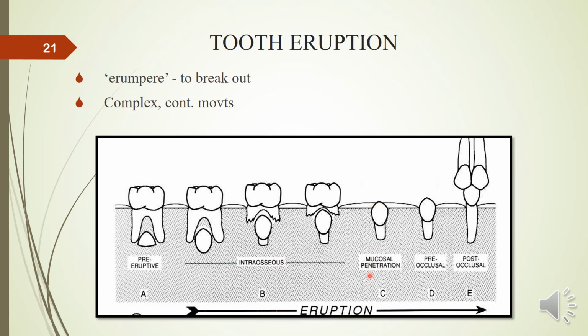So you can say the tooth is in the stage of mucosal penetration, and from mucosal penetration till it reaches its occlusion, you have your pre-occlusal eruptive stage, where the tooth root development is going on and the tooth begins to erupt until it reaches occlusion. After it reaches occlusion, you can have attrition of the occlusal surface, and the tooth further erupts to compensate for that attrition of the occlusal surface. So you have something called post-eruption, post-occlusal tooth eruption. All right, so these are the stages of tooth eruption.